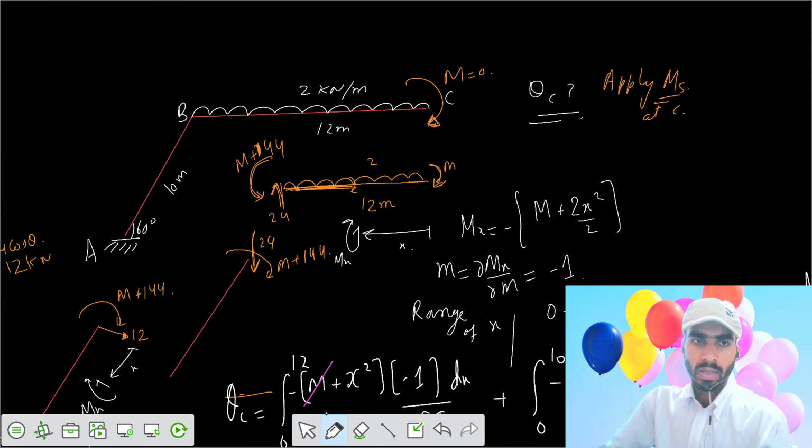Say this one. Because of this loading, there would be some deflection downwards. So the theta would be clockwise.